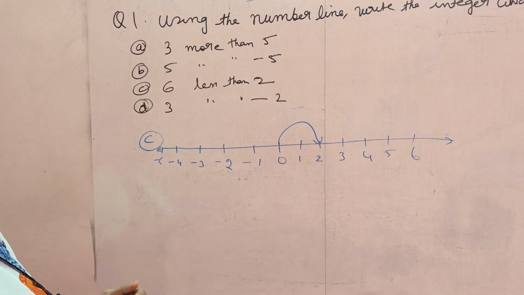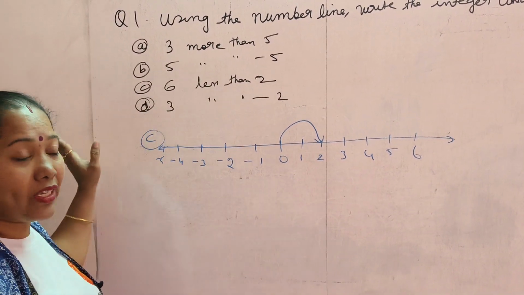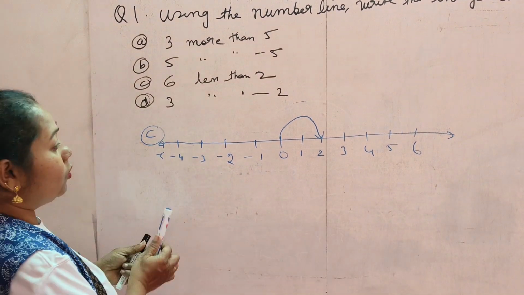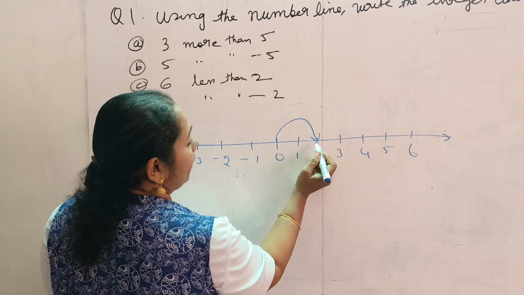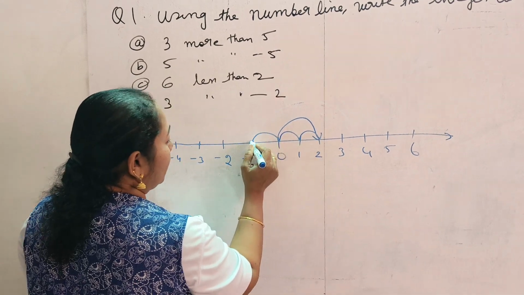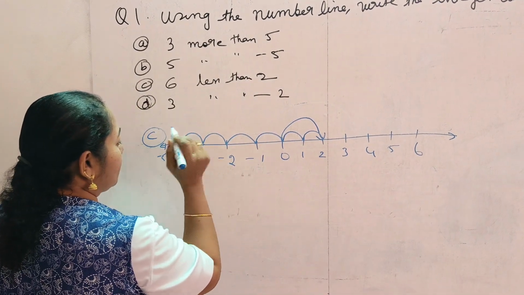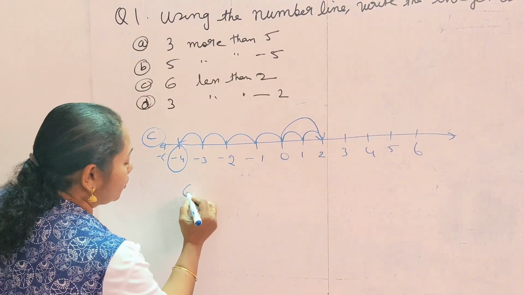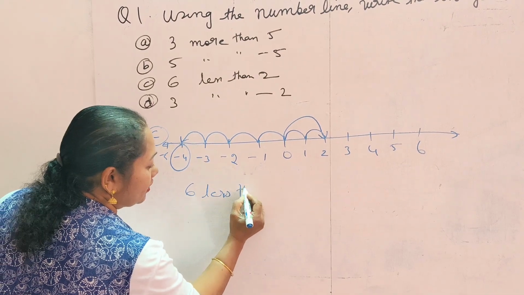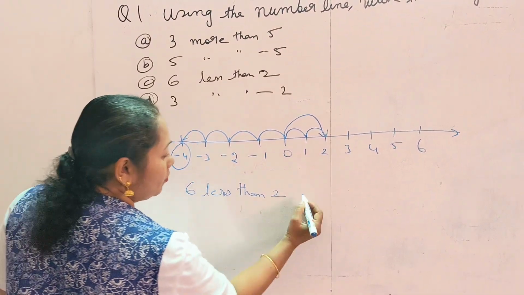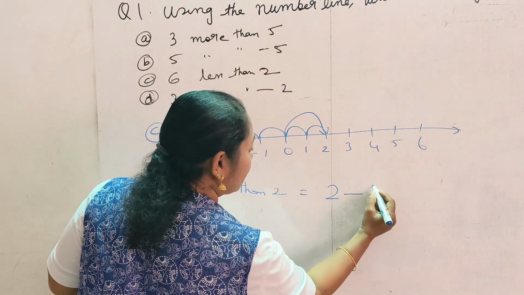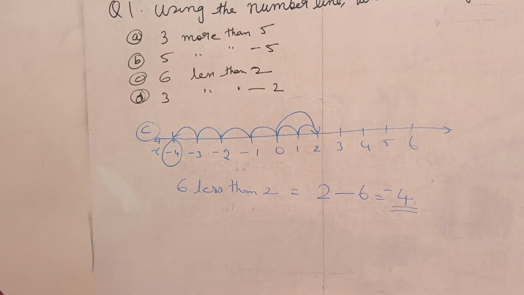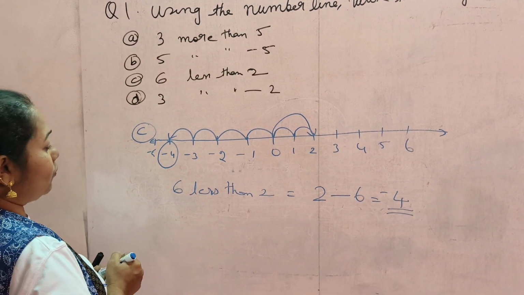Now from here, less than means left side. Left side, and how many numbers? 6. So from 2 we will go 6 times to the left side. 1, 2, 3, 4, 5, 6. What is the answer? Minus 4. We got minus 4. So 6 less than 2 means 2 minus 6, that is equal to minus 4. Okay, now that's for D part.